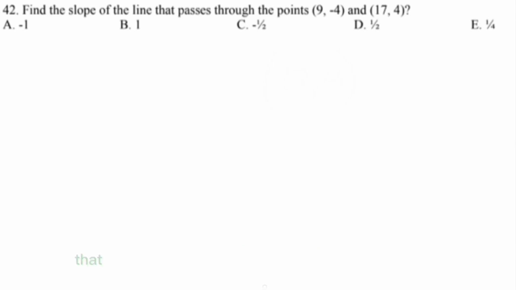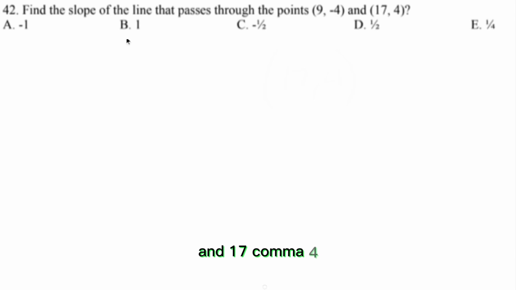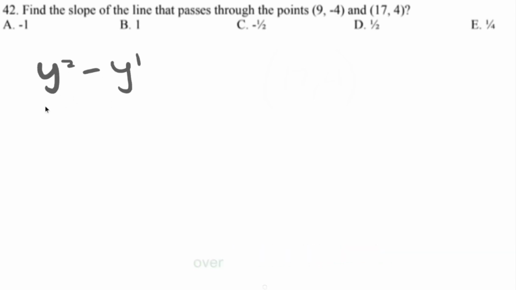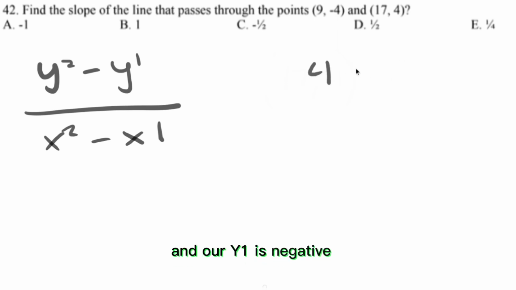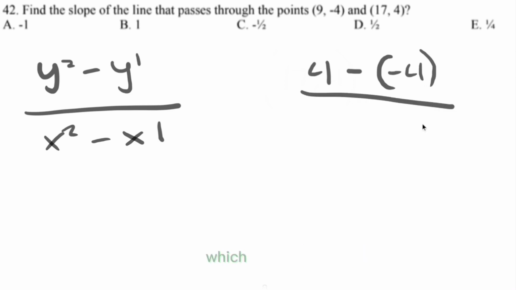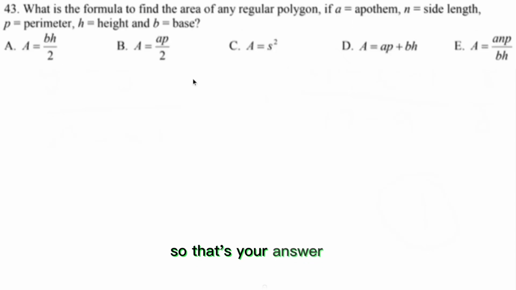42. Find the slope of the line that passes through the points 9, negative 4, and 17, 4. So the formula for this is y2 minus y1 over x2 minus x1. So let's look at our problem. So our y2 is 4, and our y1 is negative 4. So 4 minus negative 4 over x2, which is 17 minus 9. This all equates to 8 over 8, and that's just 1. So that's your answer.